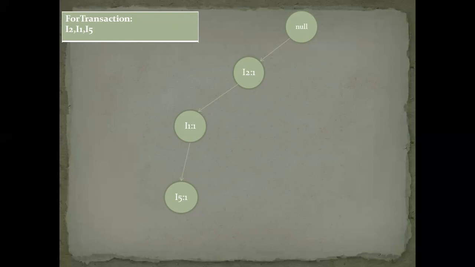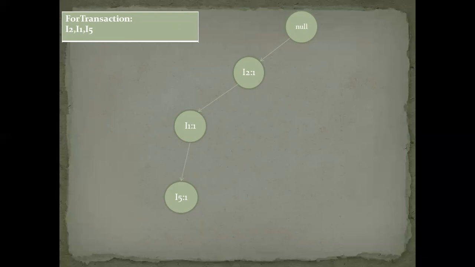We give null as the root node. From the left side, I2, I1, I5. When I2 comes the second time, we move along the same I2 and keep its support count as 2.